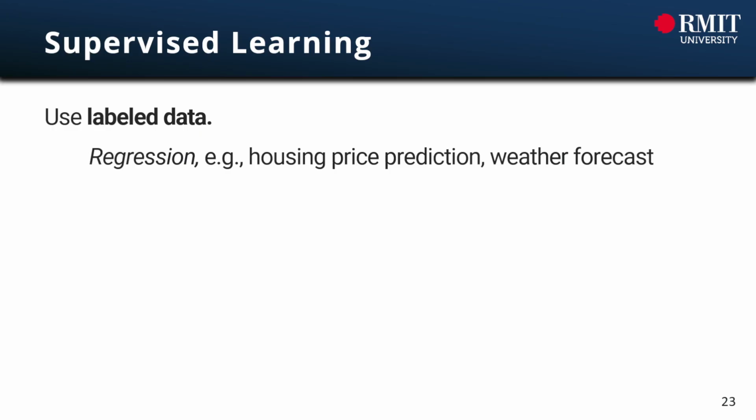Another task we do in supervised learning is called regression. Regression and classification are the same in the way they use the training data. That is, they both use labeled data, or data with labels. So that's where regression and classification are the same. But they are also different.